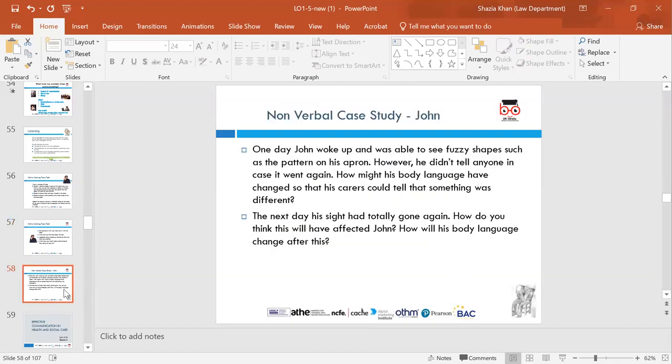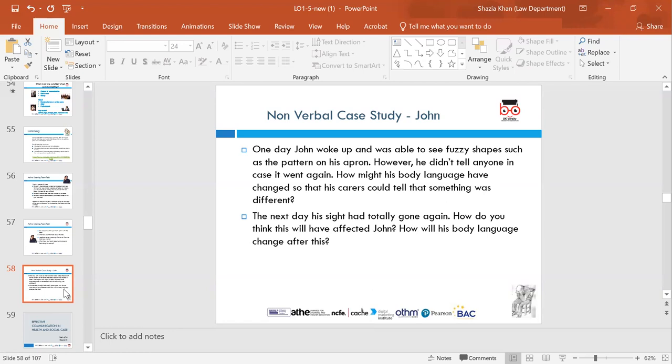Now a non-verbal case study in regards to John. One day John woke up and was able to see fuzzy shapes, such as the pattern on his apron. However, he didn't tell anyone in the care home. How might his body language have changed so that his carers could tell that something was different? He may be upset, or he may be excited, and he may have a sense of happiness.